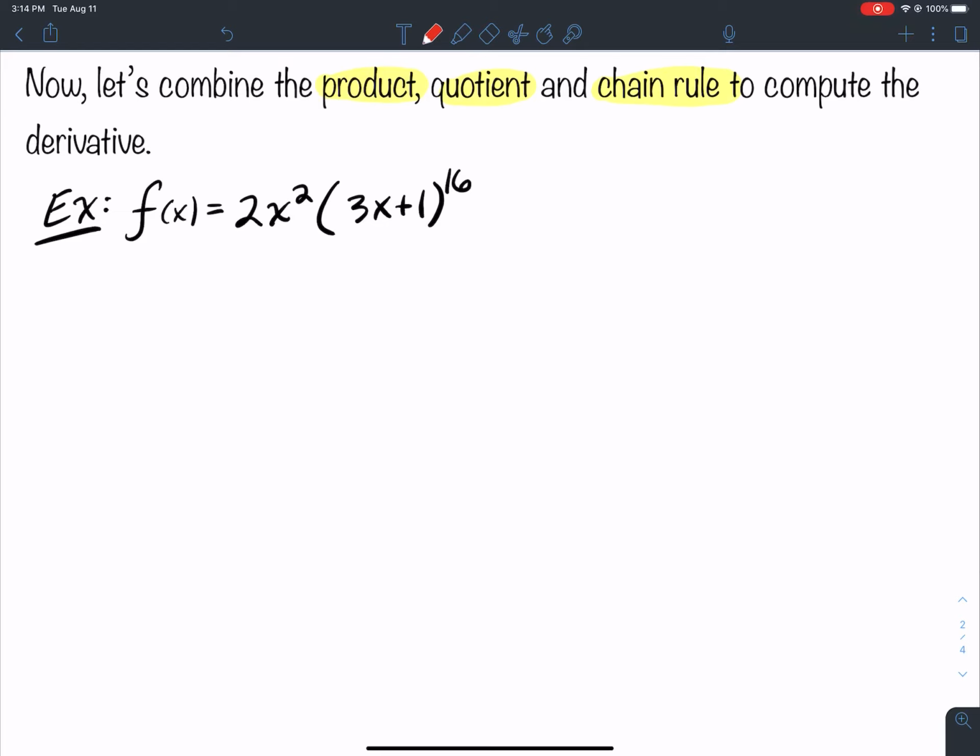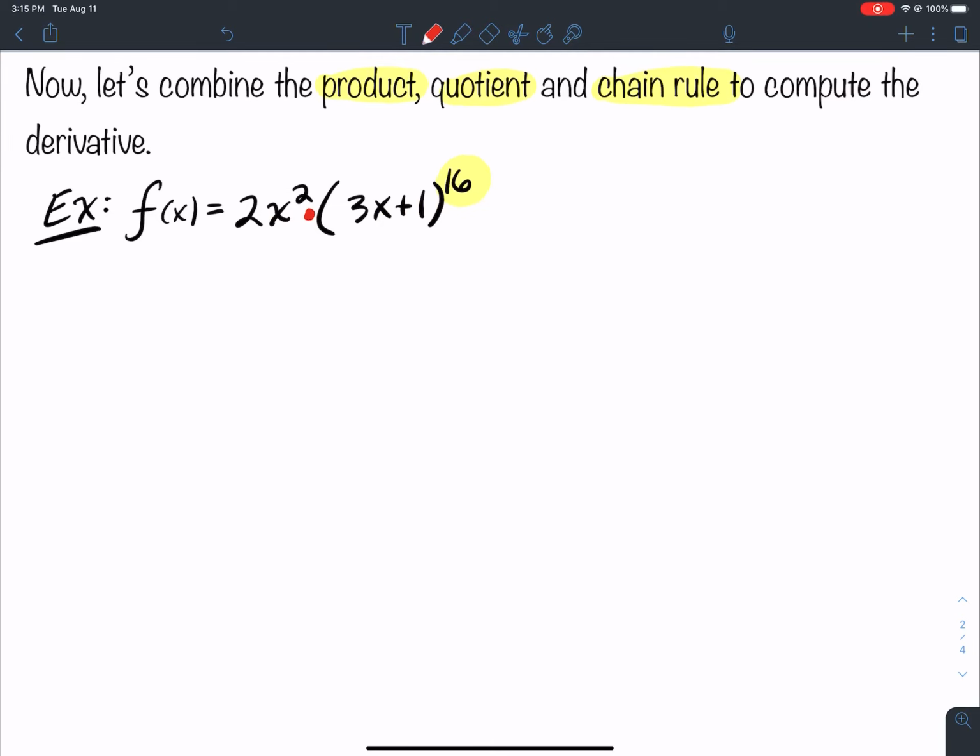So in this problem here, I see I have 2x squared times, so that's a product rule, (3x + 1) raised to the 16. So in here I'm going to have to use a chain rule. So I'm going to have to use a chain rule and a product rule because of those two things there. Okay?